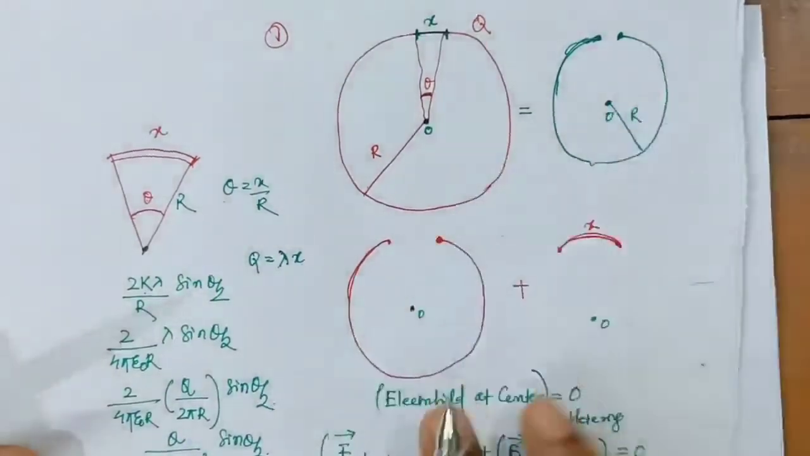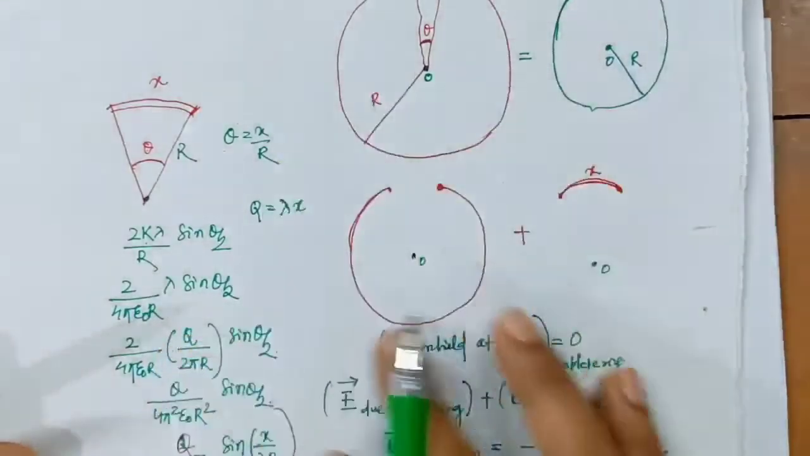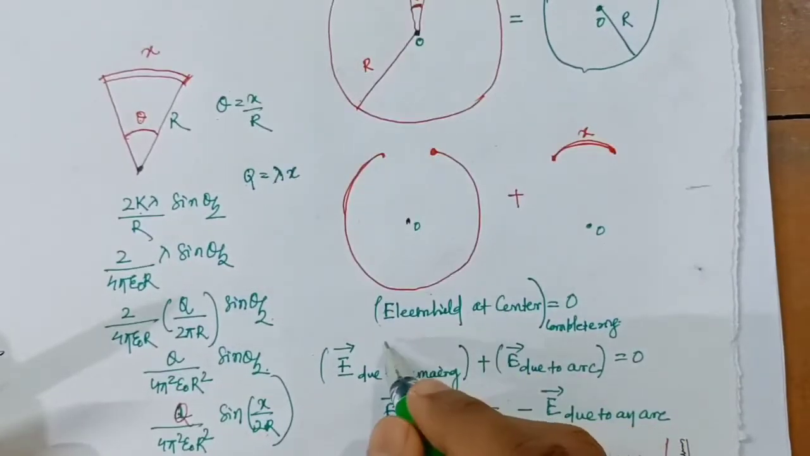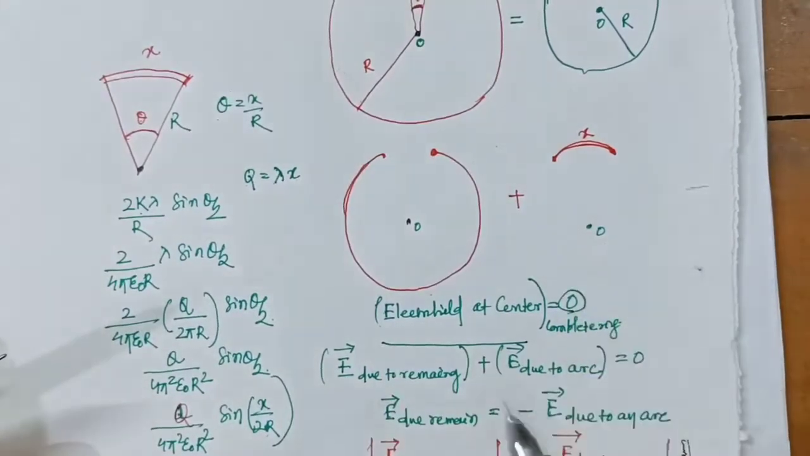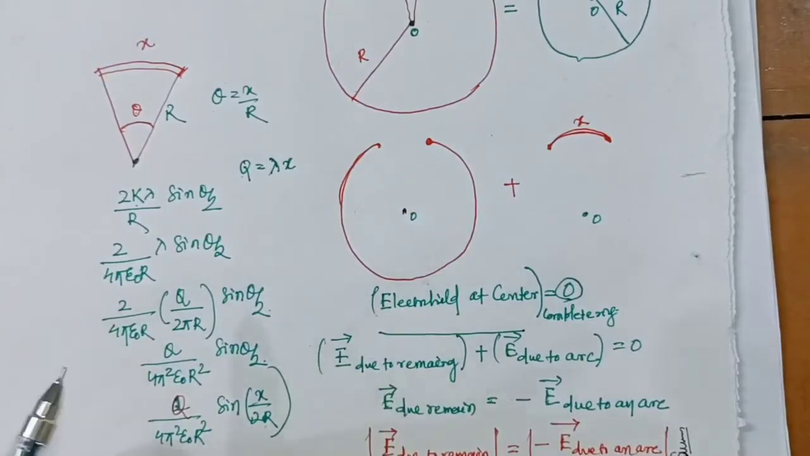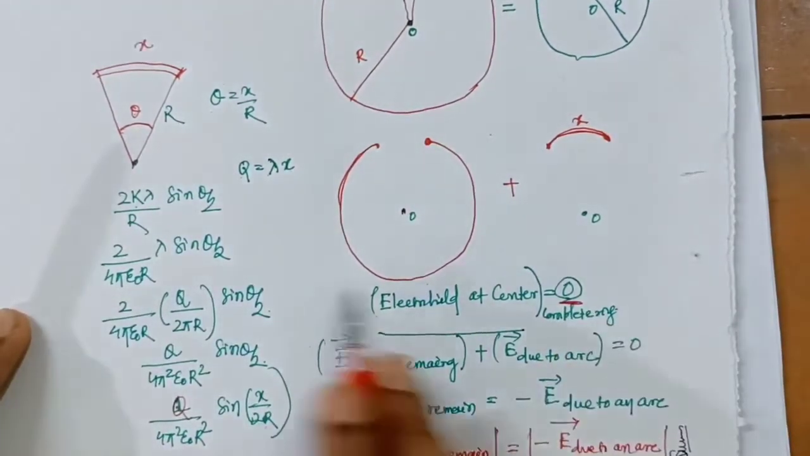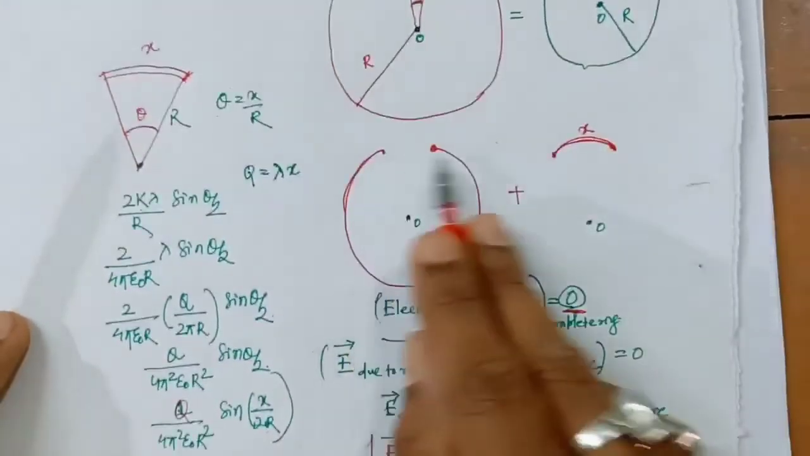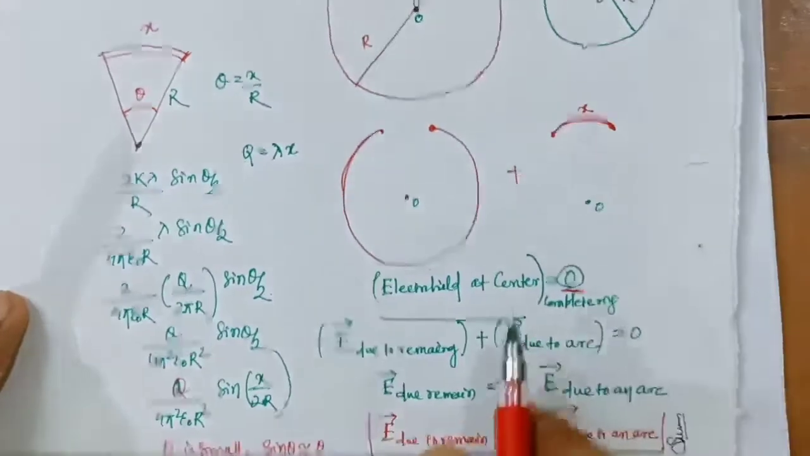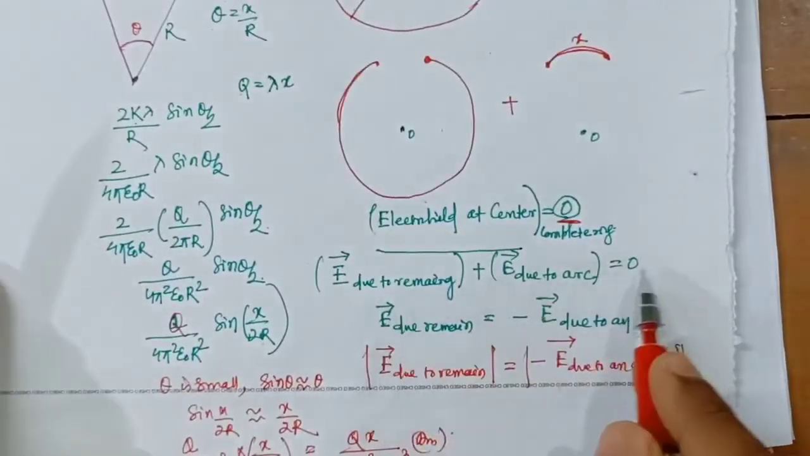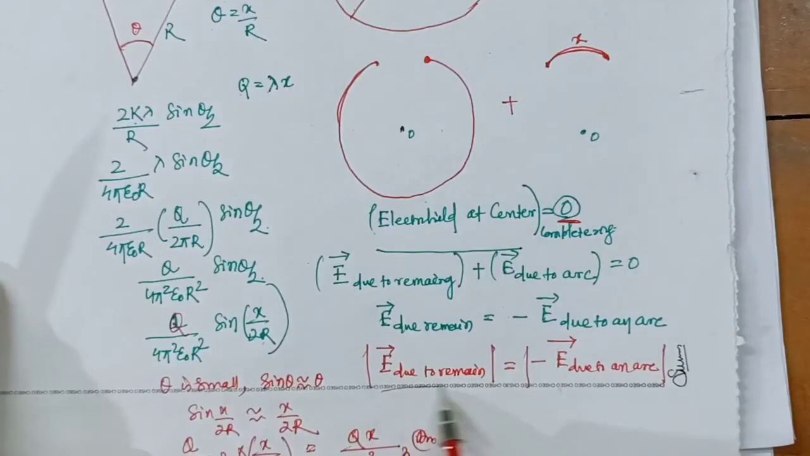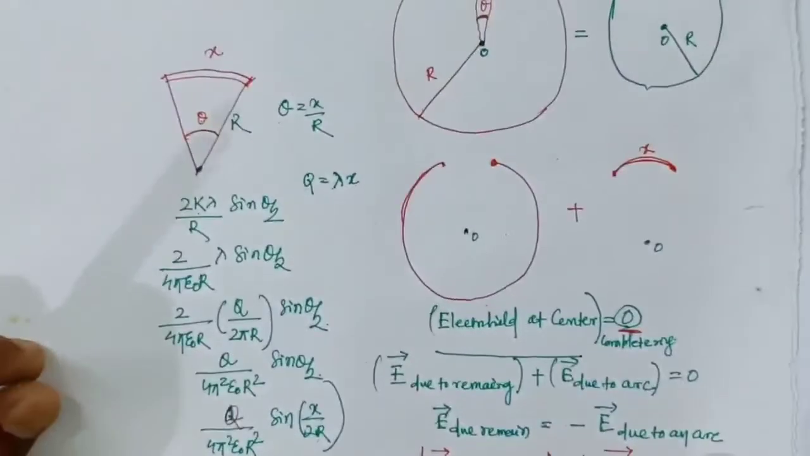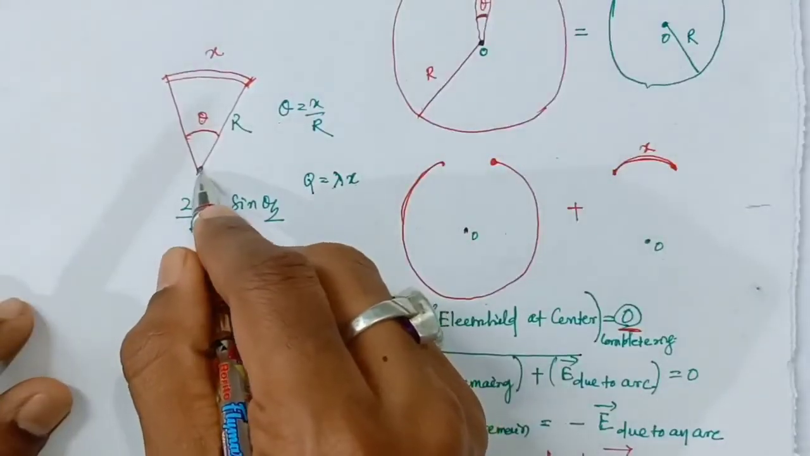If this kind of question is framed, a student has to think that this complete ring is a combination of two rings, and we know the electric field for a complete ring at the center is 0. For a complete ring, the electric field at the center is 0, and it is the combination of the remaining ring and the arc-shaped ring. We know the whole thing is 0, so we conclude the remaining ring's field is nothing but the electric field due to an arc, and we know the expression of electric field due to an arc exactly at the center O.